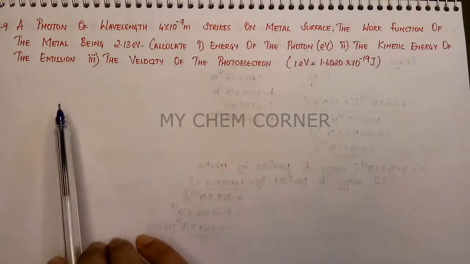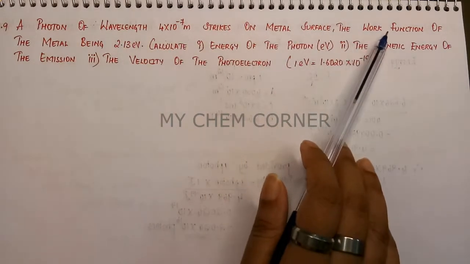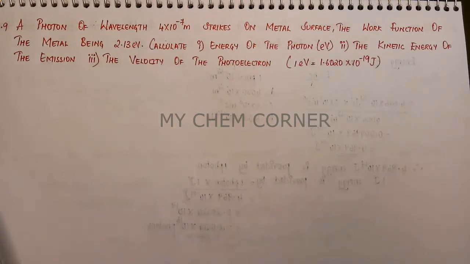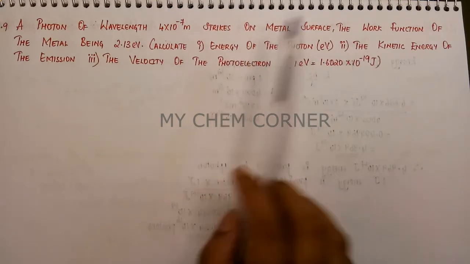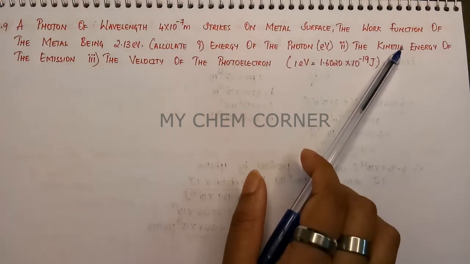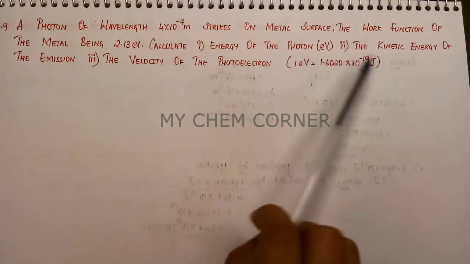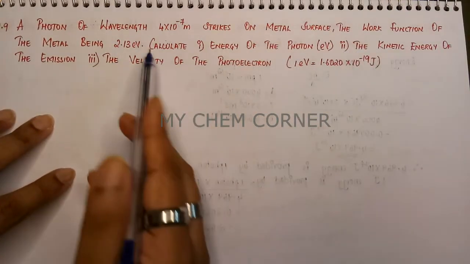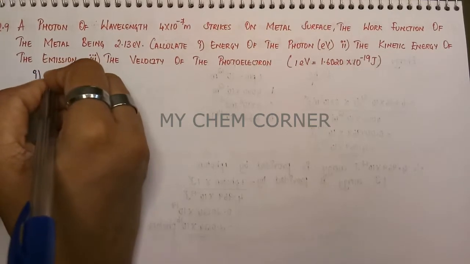So what all is given to us? Wavelength is given to us. They've given also what is the work function, which is 2.13 electron volt. From these two values, you need to find out three questions. One is energy, second is kinetic energy of the emission, and the last one is velocity, where 1 electron volt value is given in terms of joule also. So here, first thing that we will calculate is energy of photon.